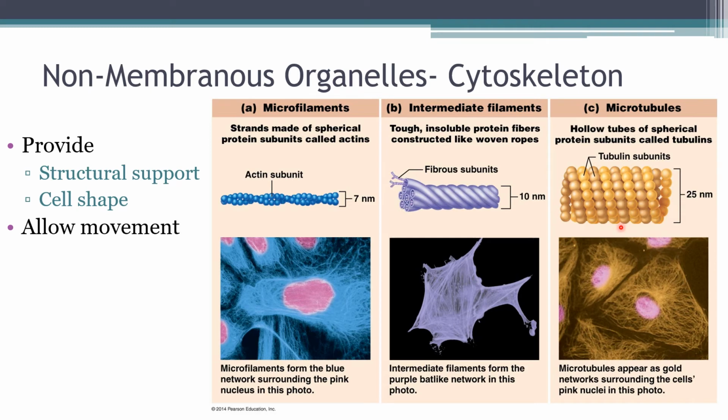Microtubules are important in determining cell shape. They're used in the movement of vesicles. Remember I told you vesicles can transport things around. That's one of the things that happens on microtubules. And they're also really important in cell division, like mitosis and meiosis.